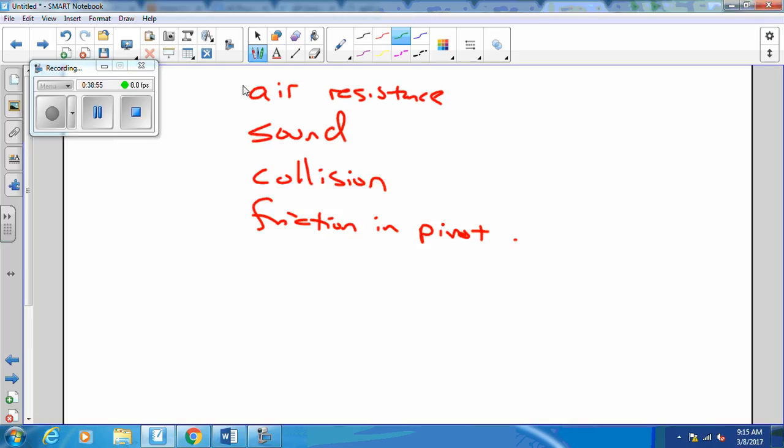How would you rate them, Danielle? I said the collision loss is number 1, then friction number 2, then air resistance, and then sound. Good. How come you didn't rate air resistance very high? Intuitively, how can we tell if air resistance is going to be high or low for a given object? Surface area, compared to the mass.